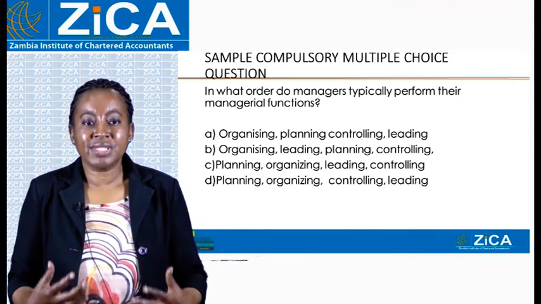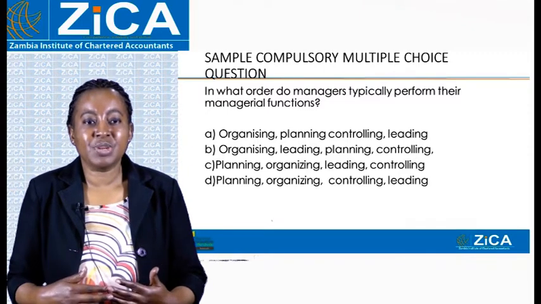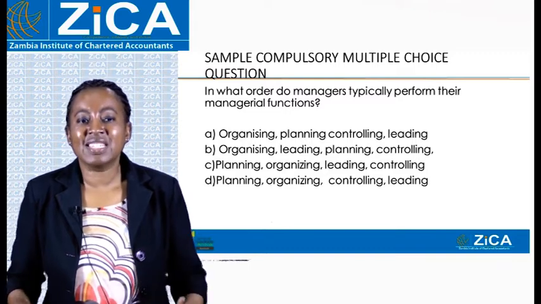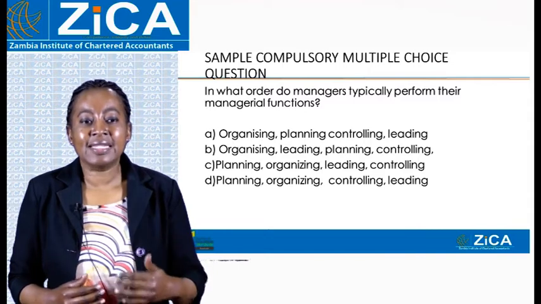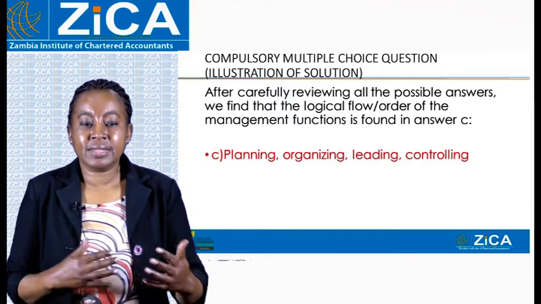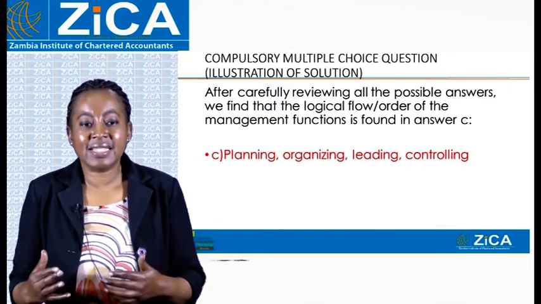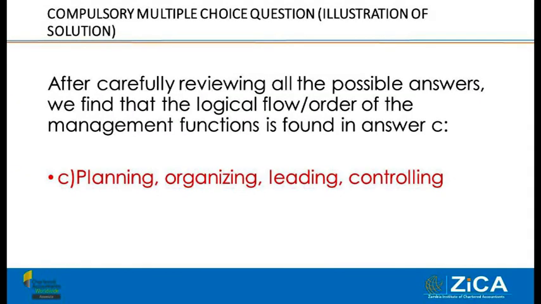You would know through your study of business management that the order of management functions does not start with organizing. Therefore, A and B will automatically be eliminated, and you'll be remaining with C and D. So C and D are a little bit similar in that they both start with planning, organizing. The difference is in the third function, which is leading in one, whereas the other one is controlling.